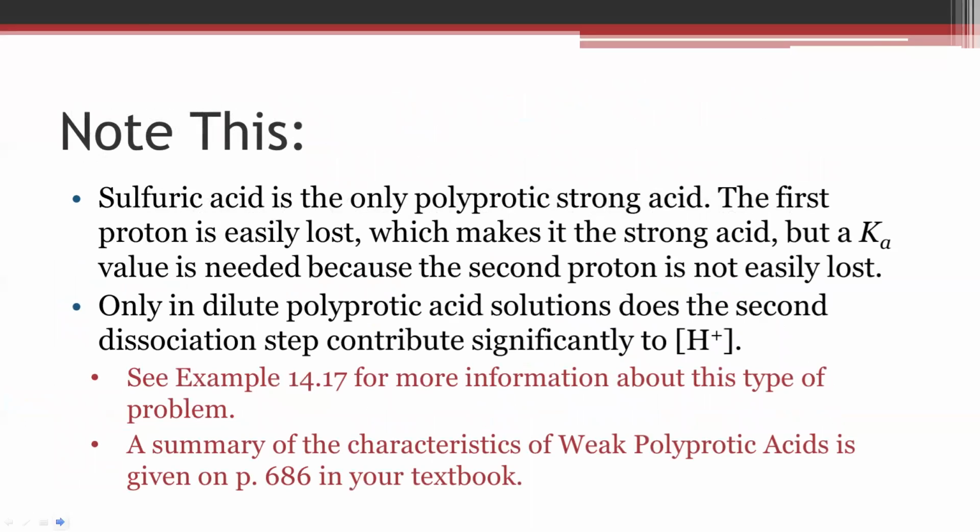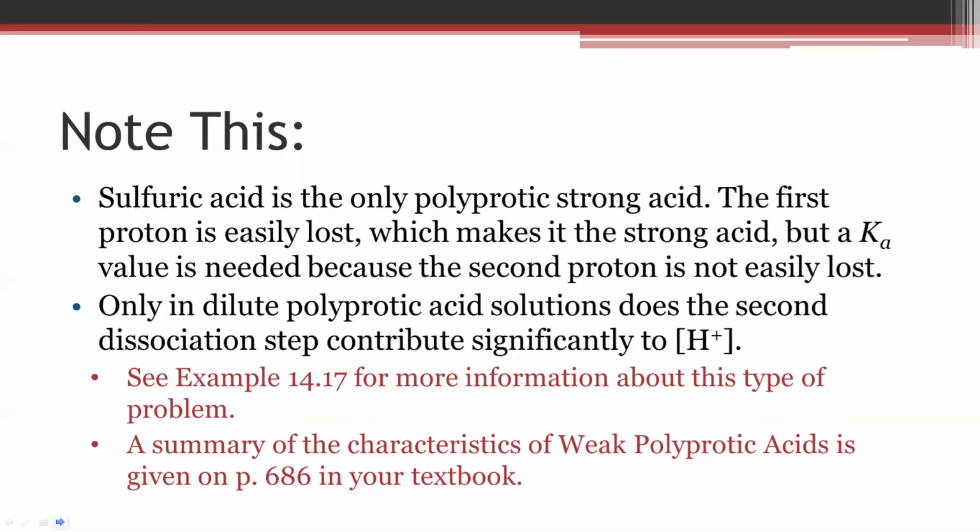Okay, it's important to note that sulfuric acid is our only strong acid that is also polyprotic. So the first proton's easily lost, which makes your initial calculations just like you would for the strong acid, but then you need a Ka value for the second proton because it's not going to be easily lost. Only in dilute polyprotic acid solutions does the second dissociation step contribute significantly.